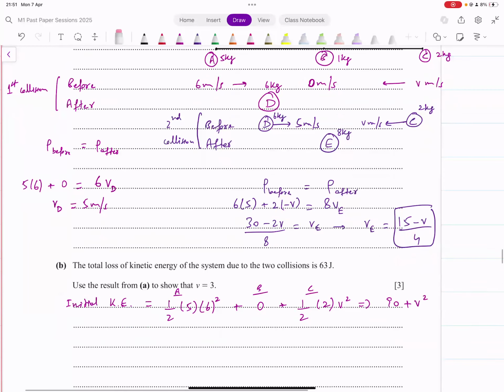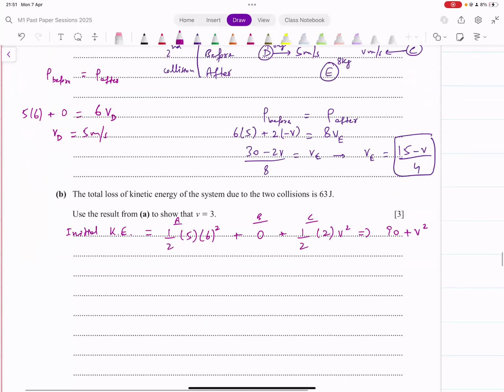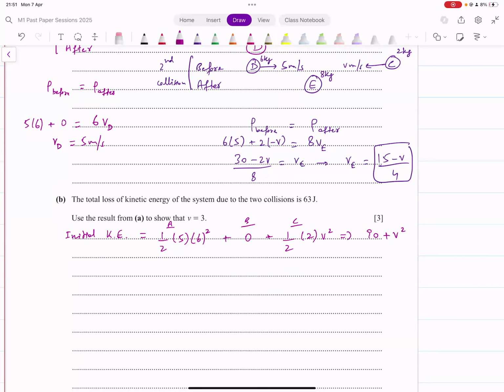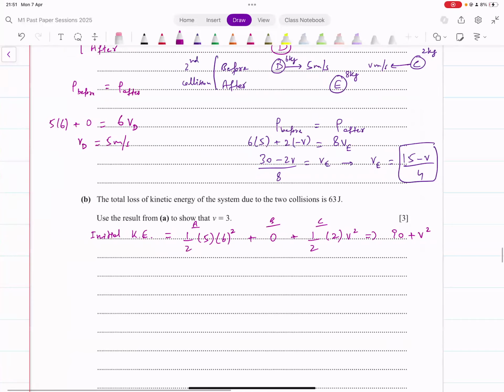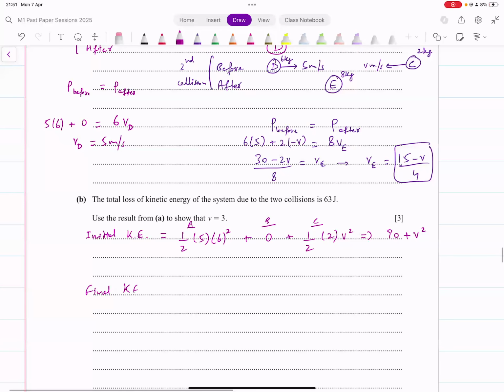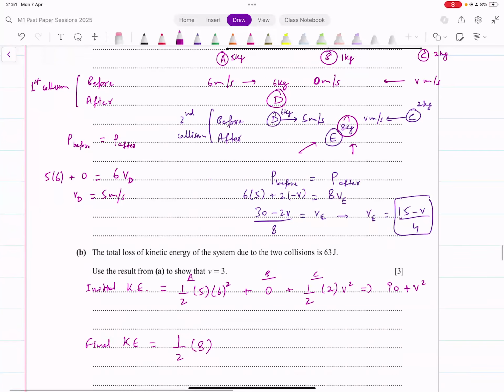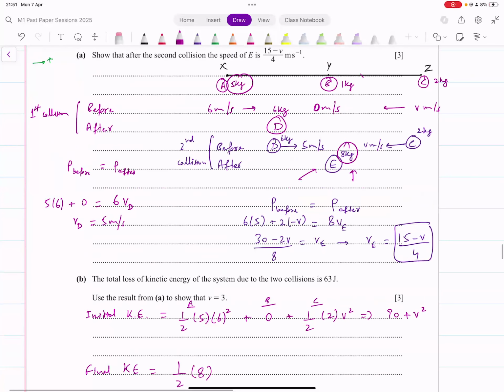What happens at the end? At the end, we just have one particle, that is E. So the final kinetic energy for that one particle is 1 over 2 times the mass of that particle. What's that? That's 8. The mass of E was 8 kilograms, right? That's the sum of all the masses, 5, 1, and 2. That's 8 kilograms in total.